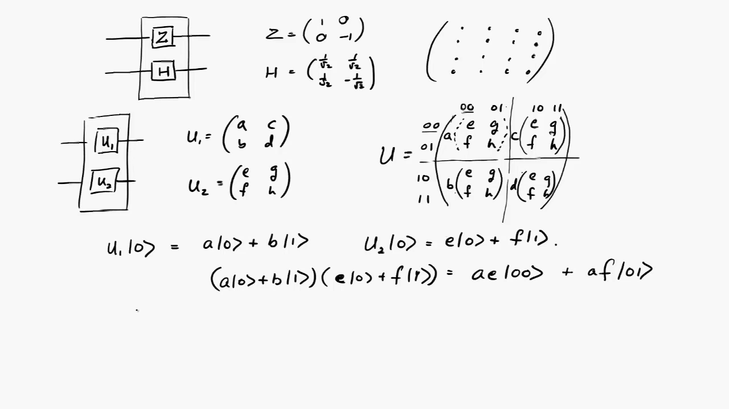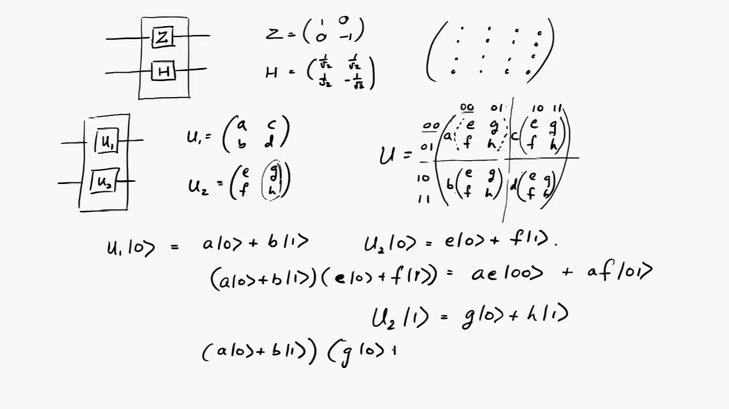And similarly, we can ask, what about |0, 1>? Where does it go under this mapping? So now we've got to figure out what U2 of |1> is. U2 of |1> is G|0> plus H|1>, reading off this column of U2. And so what happens if we apply U1 to the first qubit? If the first qubit is |0> and the second qubit is |1>, we apply U1 to the first qubit, U2 to the second qubit, we get (A|0> plus B|1>) times (G|0> plus H|1>).